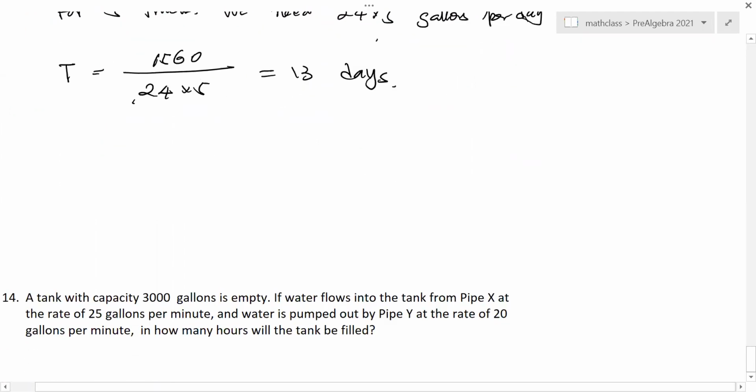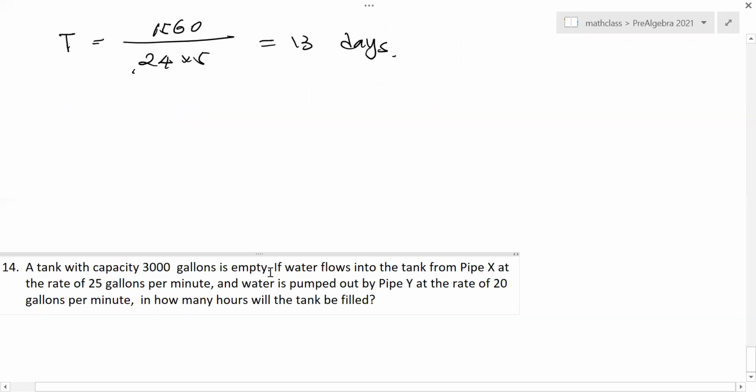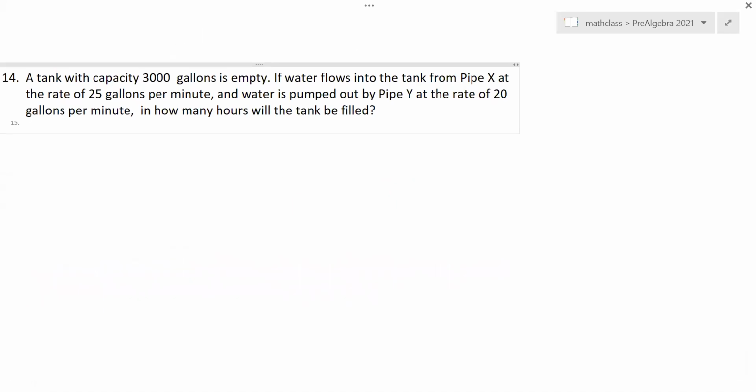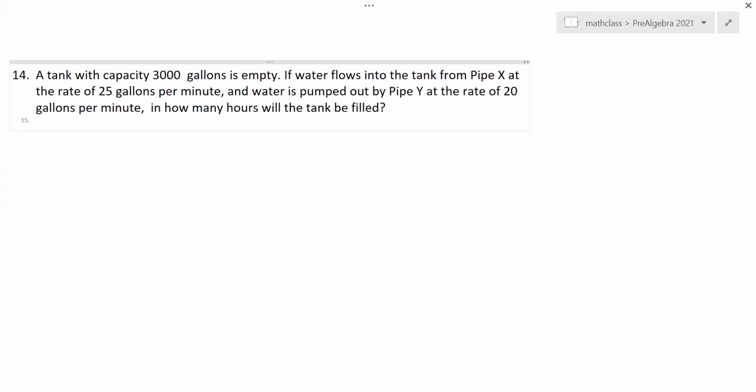Okay, so finally, let's take a look at the next problem. A tank with capacity of 3,000 gallons is empty. If water flows into the tank from pipe X at the rate of 25 gallons per minute, and is pumped out by pump Y at the rate of 20 gallons per minute, in how many hours will the tank be filled?